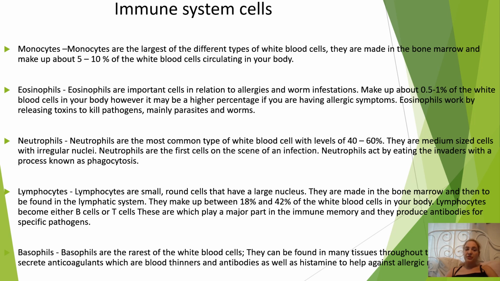Neutrophils. Neutrophils are the most common type of white blood cell. Between 40 to 60% of your white blood cells are these. They are a medium-sized cell with an irregular nucleus. Neutrophils are the first cells on the site of an infection. They act by eating the invaders. This is a process known as phagocytosis.